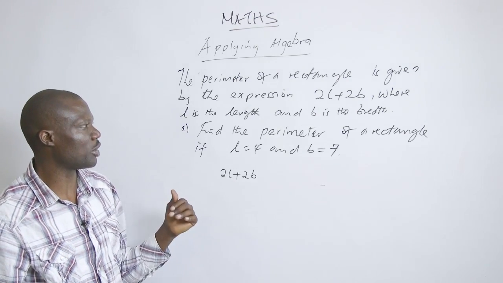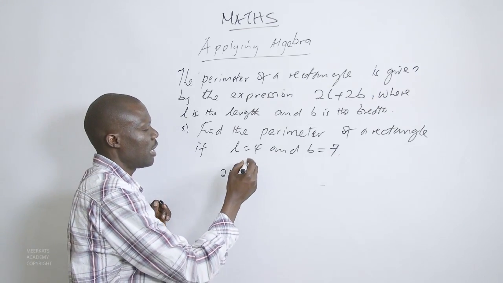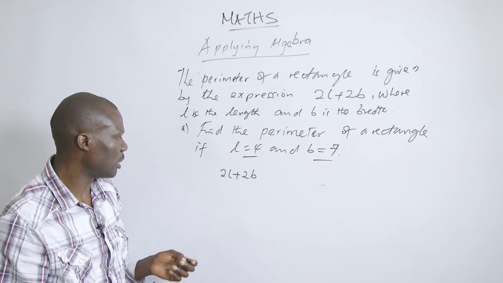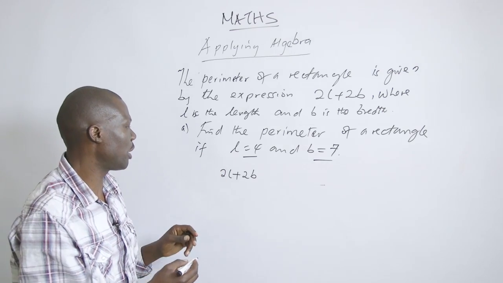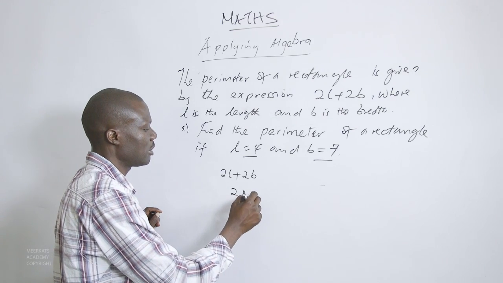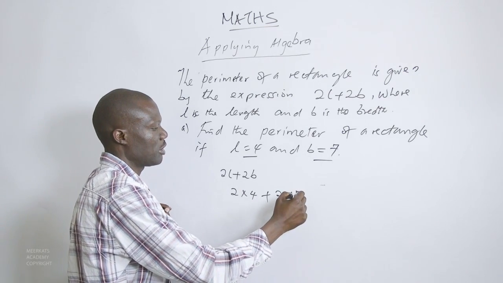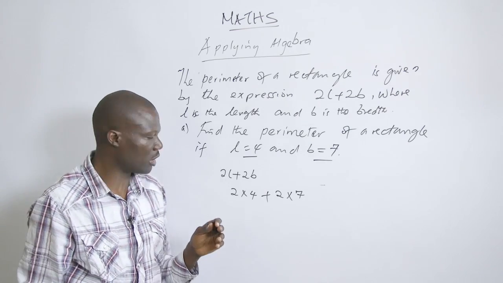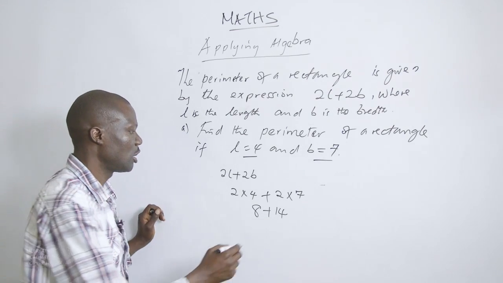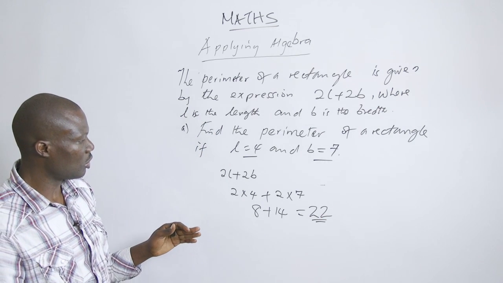Having known that, as we were told earlier, the substitution must be done correctly. We've been told that L is 4 and B is 7. So in this case, we shall substitute where we have L and rewrite the expression. That will be 2 multiplied by L, and L is 4, plus 2 multiplied by B, and B is 7. So this will give us 8 plus 14, and 8 plus 14 will give us 22 units.